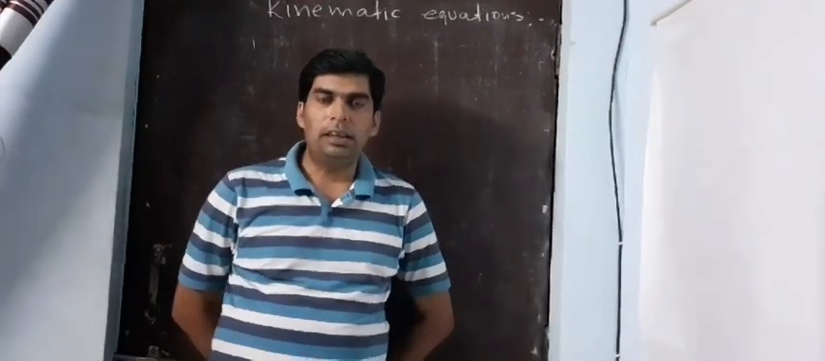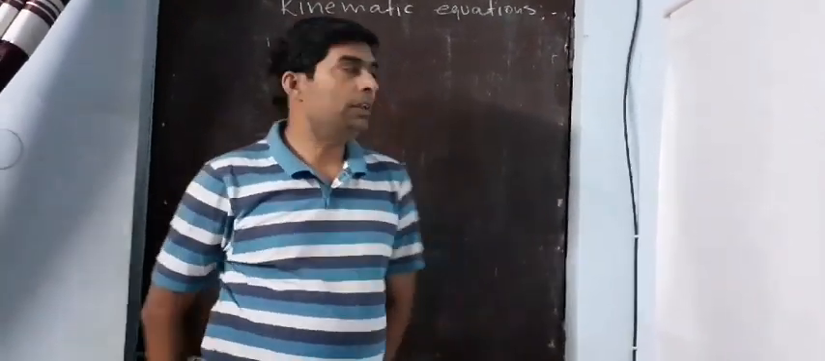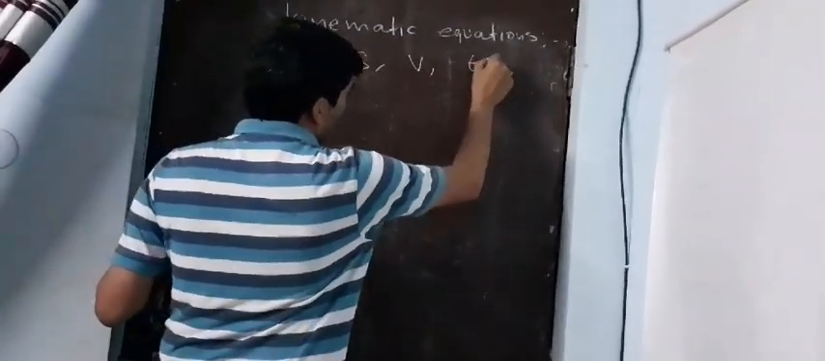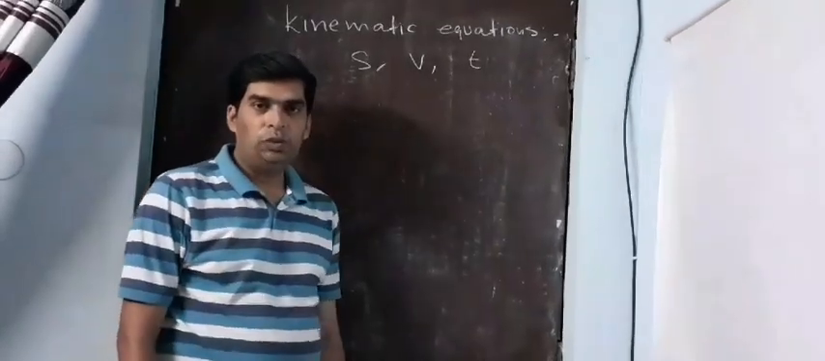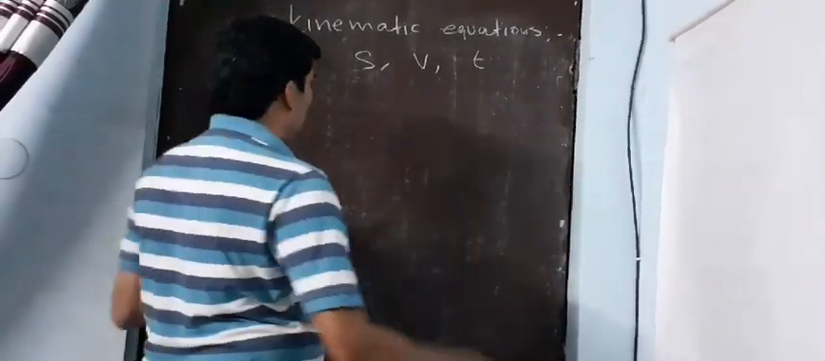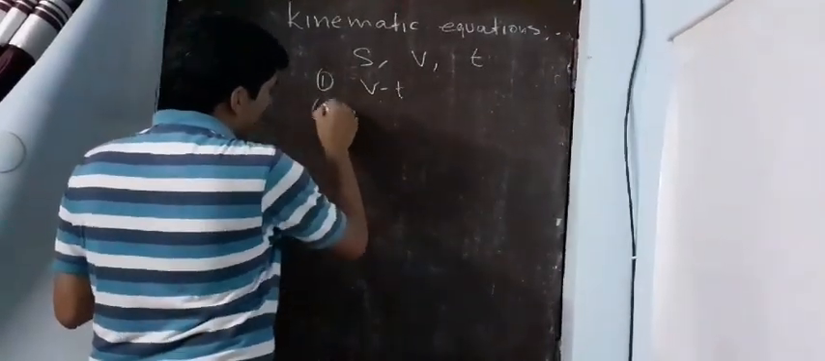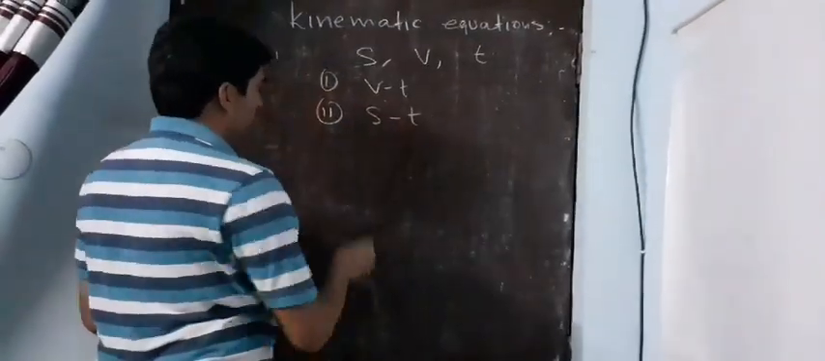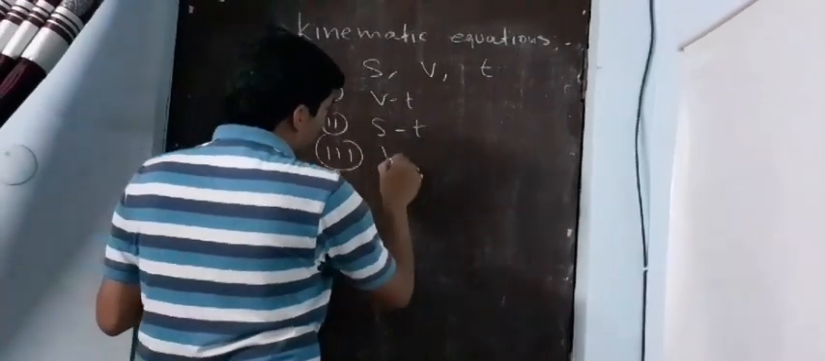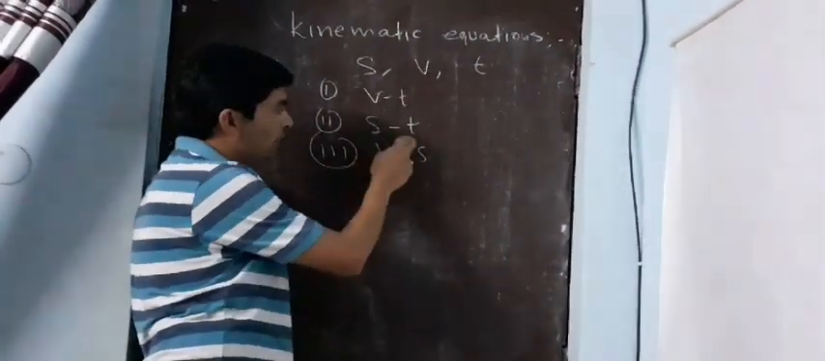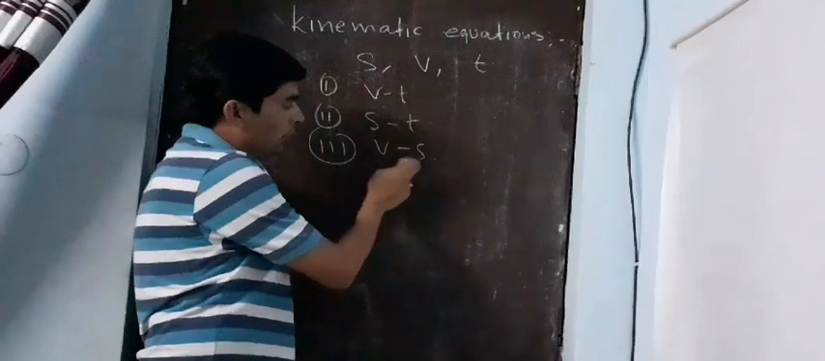As we know, the kinematic equations depend upon three quantities: one is the displacement, another is the velocity and the third is the time. So we have three types of equation here. First is the velocity time equation, second is the distance time equation and third is the velocity distance equation. The velocity time equation is known as the first equation of motion.